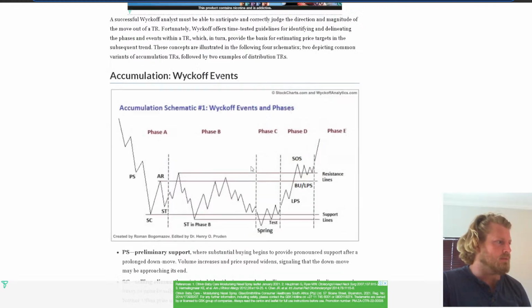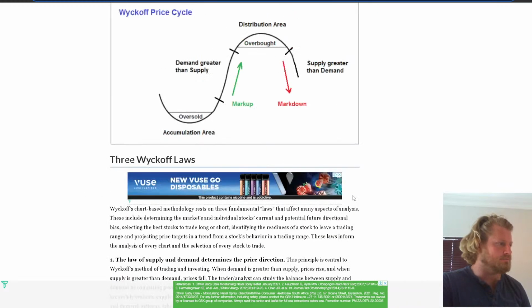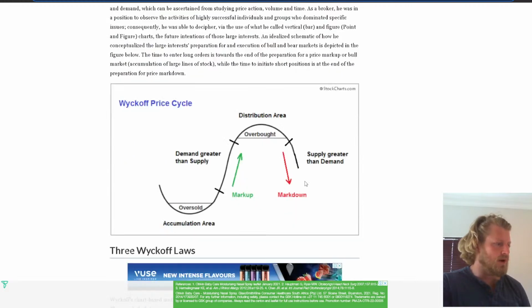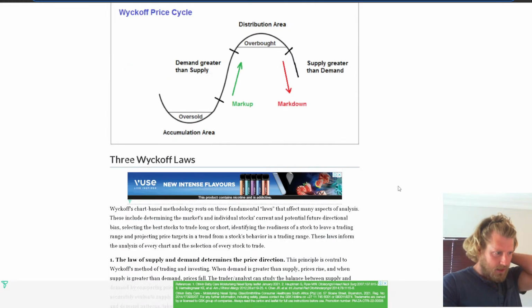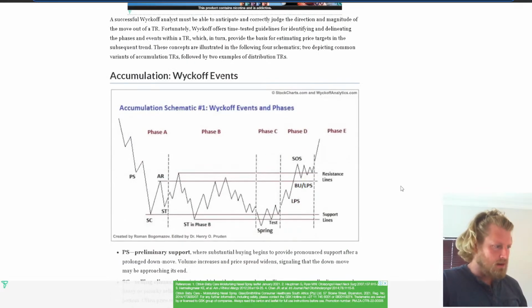Now the Wyckoff accumulation happens at the bottom of the market cycle. You can see your Wyckoff cycle over here. This is your accumulation phase. You have your markup, you have your overbought, excuse me, and then your distribution area. This is the top, and then the cycle repeats. These things repeat over and over.